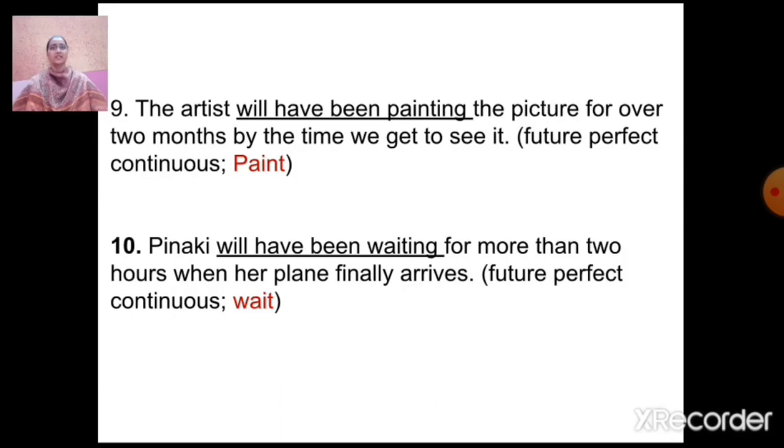Now the next is: the artist ___ the picture for over 2 months by the time we get to see it. Now we need to complete this with future perfect continuous and the verb given is paint. So just follow the formula, that is will plus have plus been plus ing form of verb. So we get the answer: the artist will have been painting the picture for over 2 months by the time we get to see it.